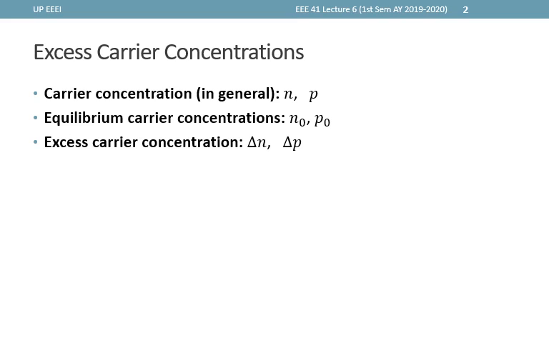So we'll use the variables N and P to denote in general the carrier concentration in a material. We'll use N naught and P naught to denote the equilibrium carrier concentrations, while we'll use delta N and delta P to denote the excess carrier concentration in a material.